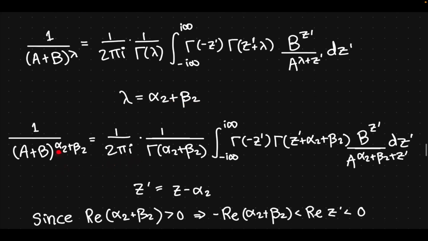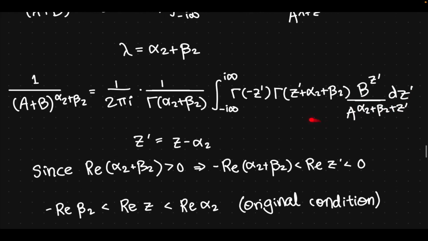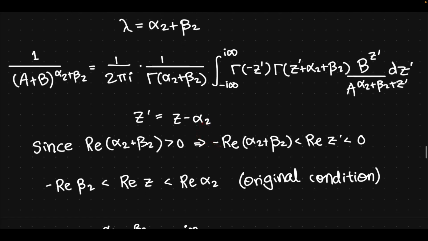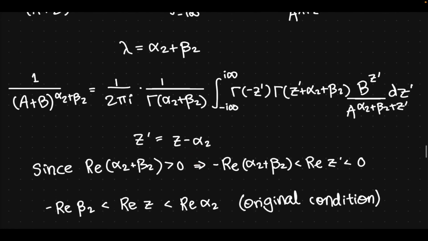So we have 1 over (a plus b) to the alpha 2 plus beta 2 equals 1 over 2 pi i times 1 over gamma of alpha 2 plus beta 2, integral from minus i infinity to i infinity of gamma of minus z prime, gamma of z prime plus alpha 2 plus beta 2, b to the z prime divided by a to the alpha 2 plus beta 2 plus z prime, dz prime. Change the variable, z prime equals z minus alpha 2. Before we do that, let's see what the condition of convergence was.